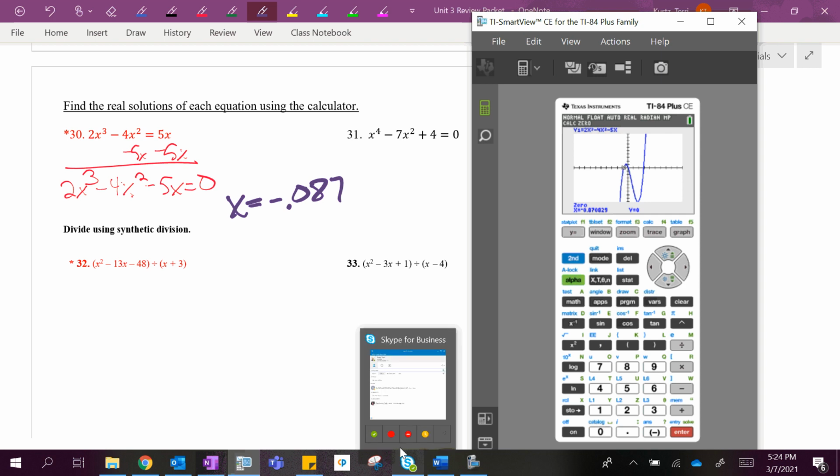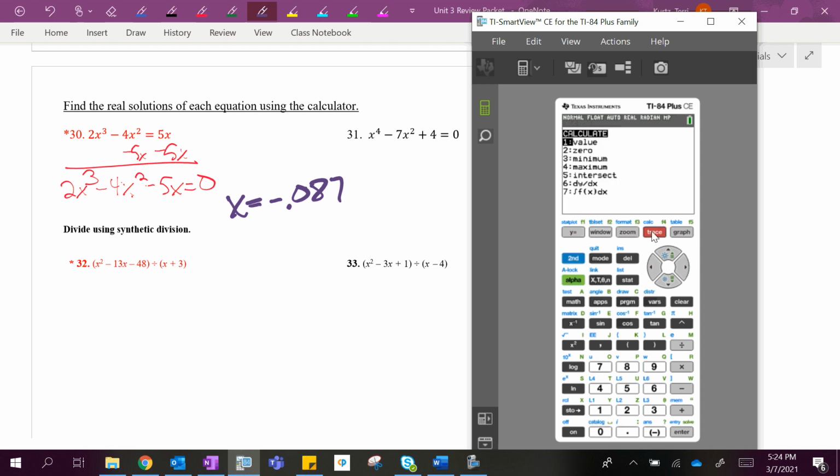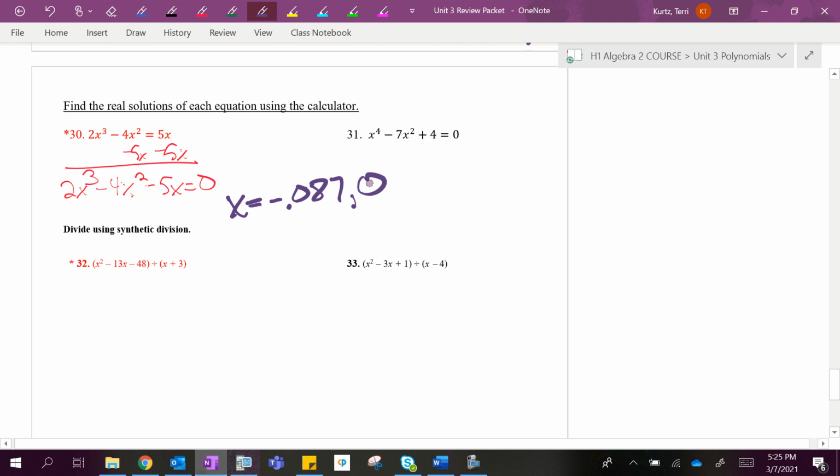And then I go to my next one. I do the same thing. Second trace. I go down to number 2. I hit 0. I get to the left, which would be up here. I hit enter. I get to the right, which is down below. Again, because of the curve of the graph, I could go here, I could go down here, I could go anywhere below it. It doesn't make any difference where. I hit enter, guess, and now it tells me that 0 is at x equals 0. So that's my third root.